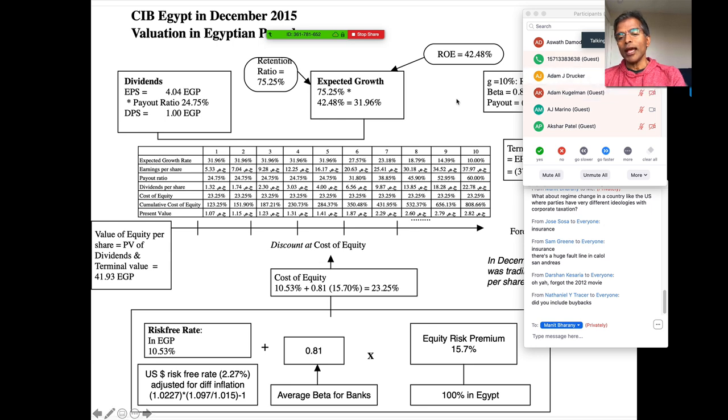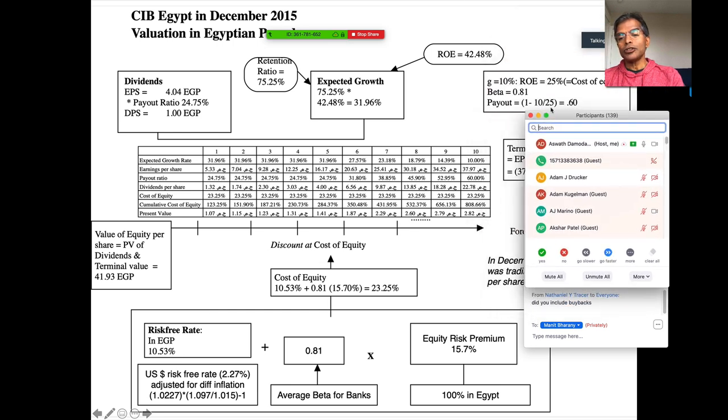At the end of year 10, I put them in stable growth and I give them a growth rate of 10% forever. Mind-bogglingly high, right? Well, 10% a year forever basically is okay when your inflation rate is close to 10%. In fact, the risk-free rate is 10.53%. To get my retention ratio in steady state, I assume the return on equity, which is 42%, will drop towards 25%, which is barely above their cost of equity anyway. And I computed a payout ratio of 60%.